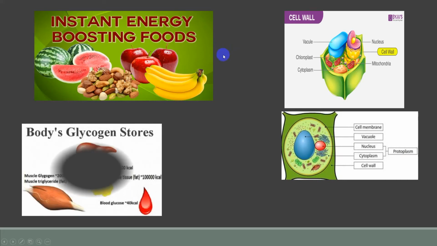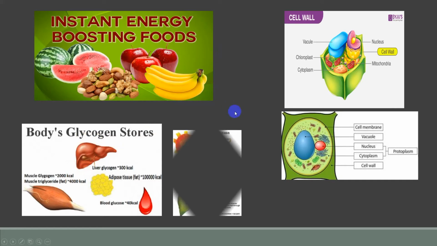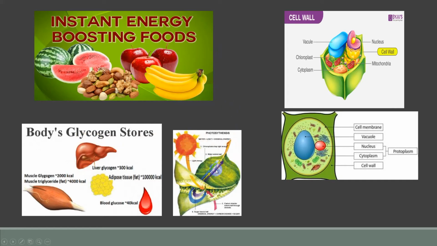What else? The body stores the carbohydrate in the liver and the muscle. يعني الجسم بيخزن الكربوهيدرات في الكبد وفي العضلات على هيئة سكر polysaccharide called glycogen. What about the plant? The plant stores the carbohydrate in the form of starch inside the leaf.